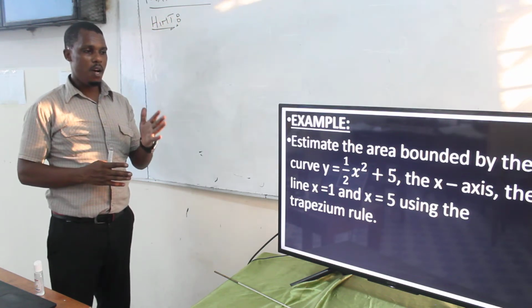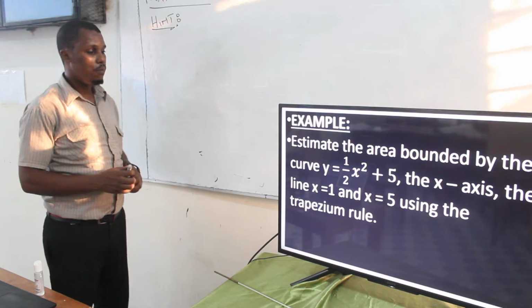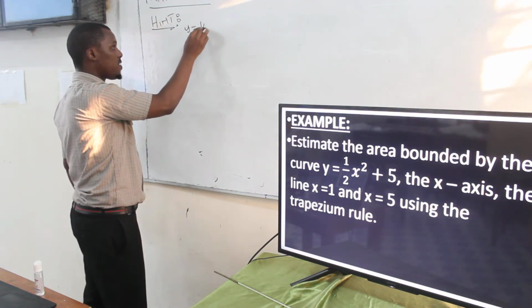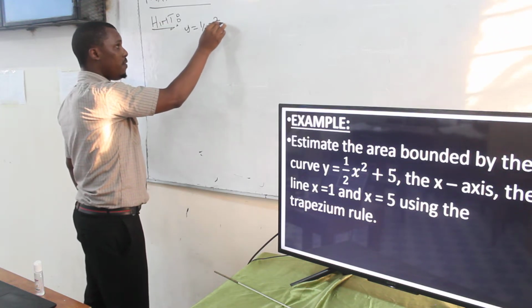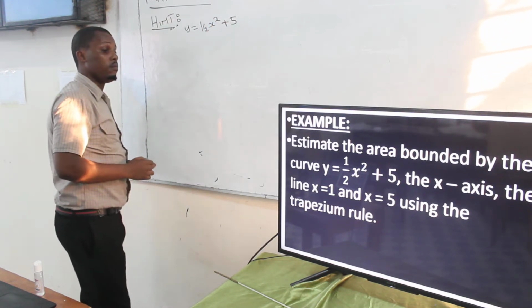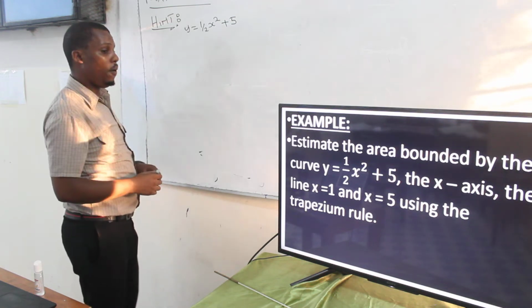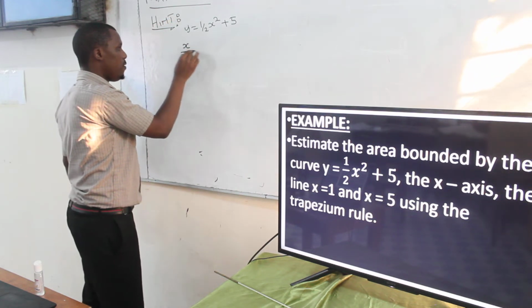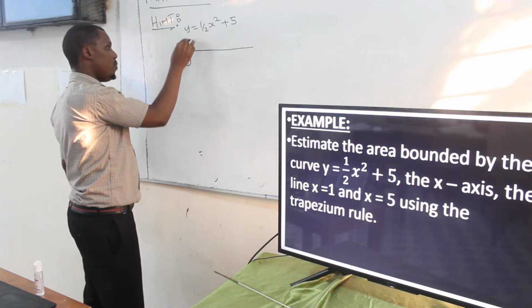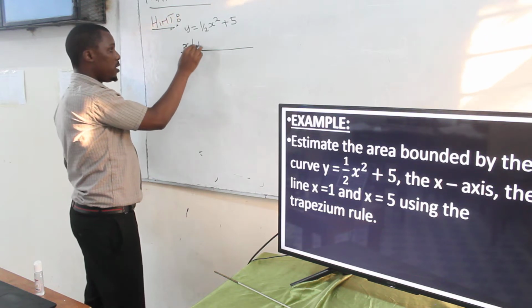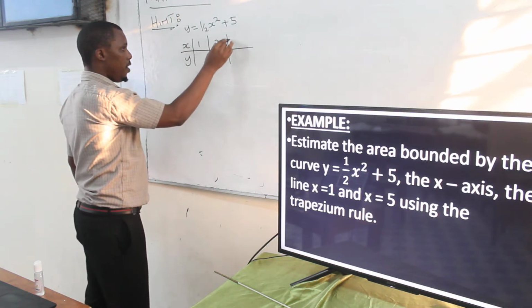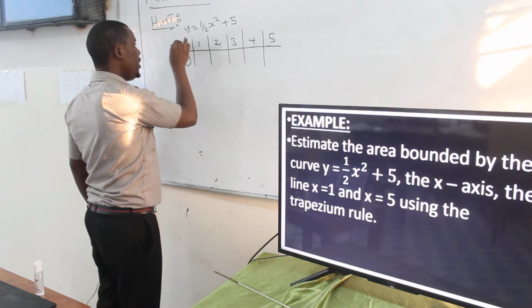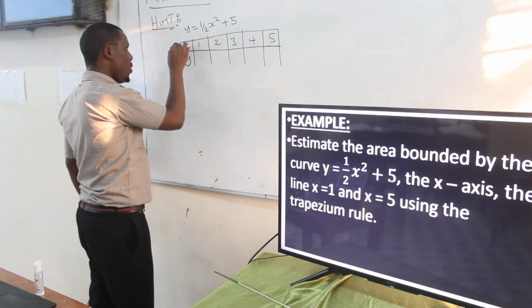For you to have the curve, you must first of all need a what? First of all need a table. So using y is equals to a half x squared plus 5, we're supposed to be able to come up with the table. We are told the table should run from x there, and then you have the value of y. So from x is equals to what? x is equals to 1, 2, 3, 4, and then 5. There.